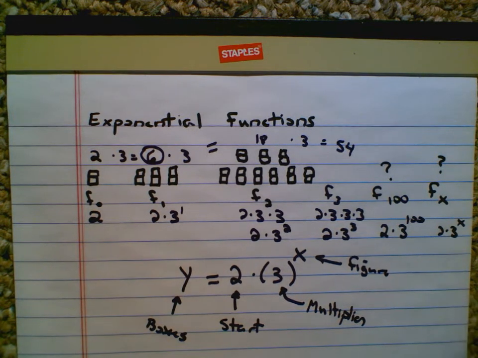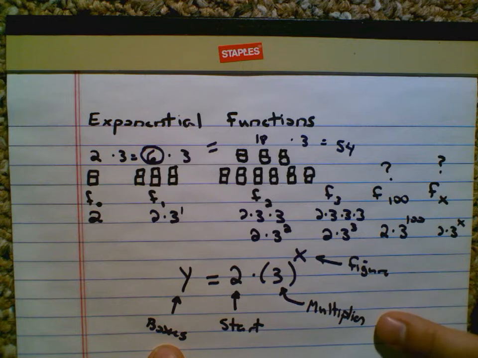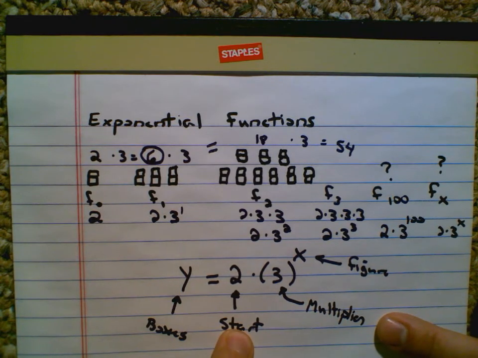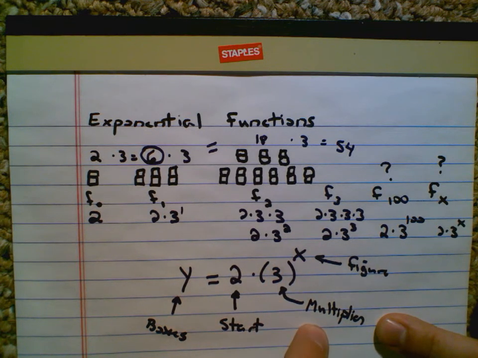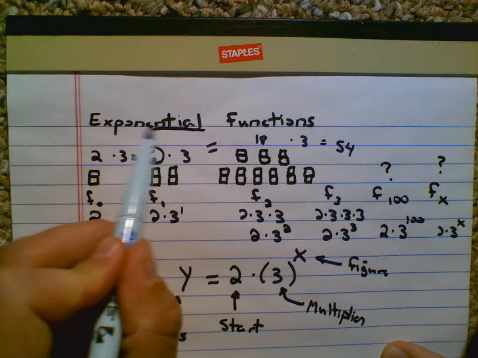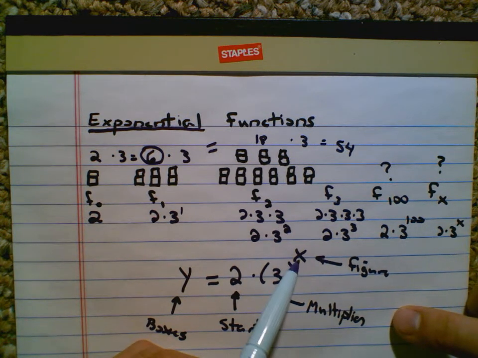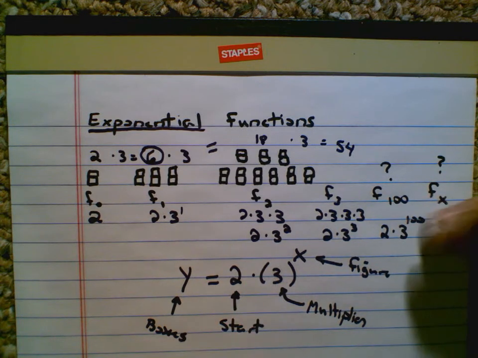So that represented what figure we were dealing with, and y dealt with the total number of boxes we have. But like I said, it actually turns out that all exponential functions will follow this model. This number will always represent your start. The number with the exponent on it will always represent your multiplier. Now, one thing about the name: we call these exponential functions because the variable, the x, is in the exponent, hence the name exponential function.